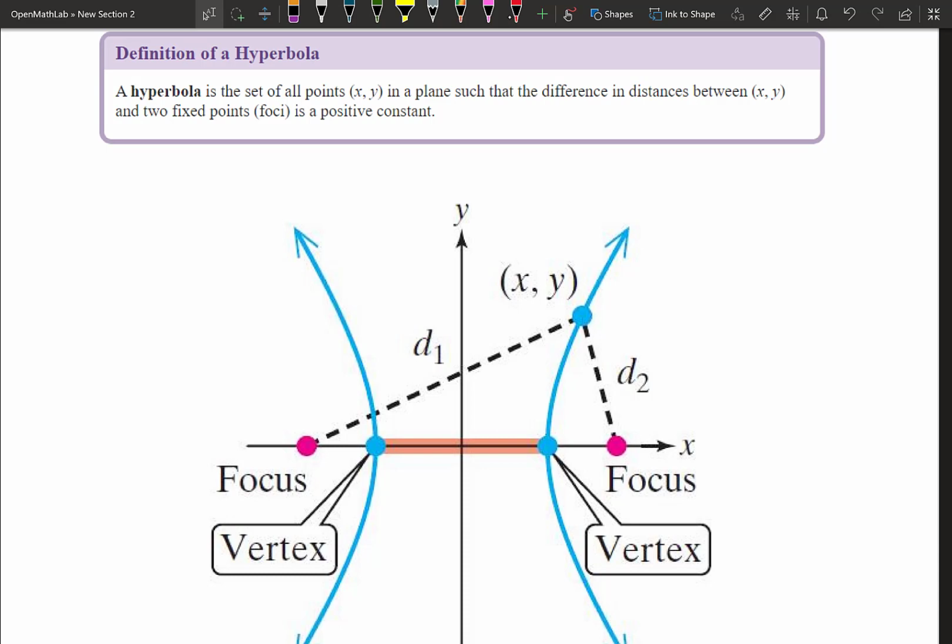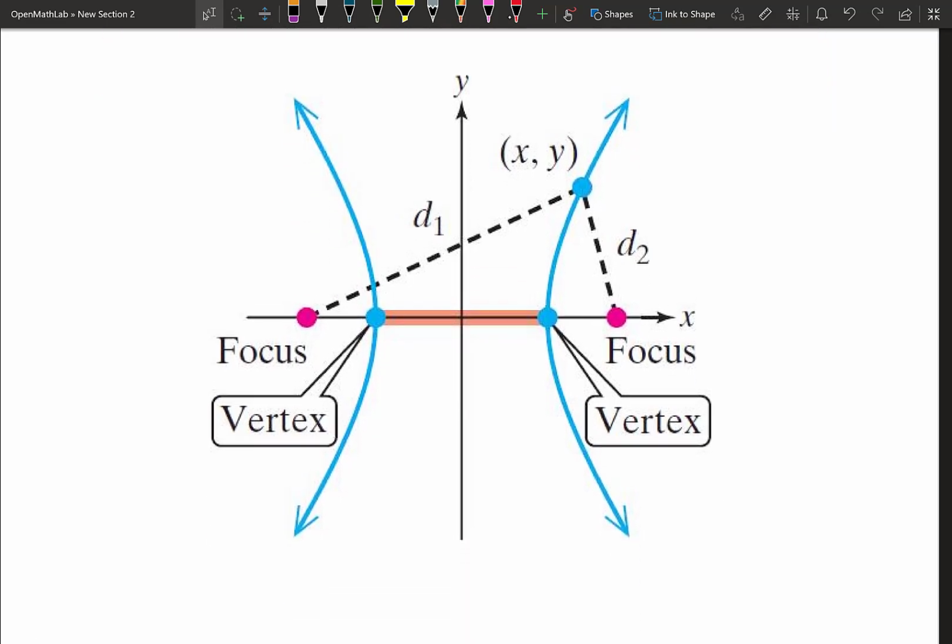All right, so what I have here is just a diagram out of the textbook, and I want to label some parts for you. Some of them are already labeled, like the vertices and the foci, and the generic point x1 and the distances. But this point here is of course called the center, and just like in the last section, we're only going to look at hyperbolas that are centered at the origin.